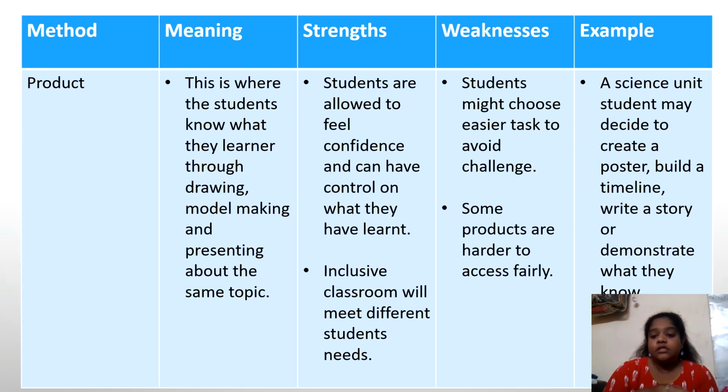Product. This is where the students and the teacher know what and how they have learned it. That is the end product, what they have learned so far and how they have learned it. So this shows how the students were confident enough to express themselves in the group discussions, and this will also promote an inclusive classroom which meets different needs of the students. So these are a few examples and weaknesses of the product.